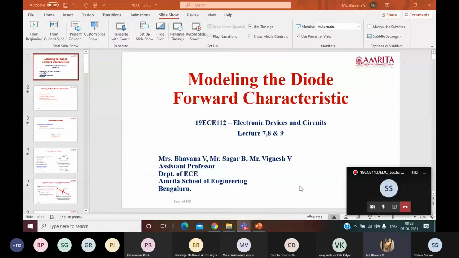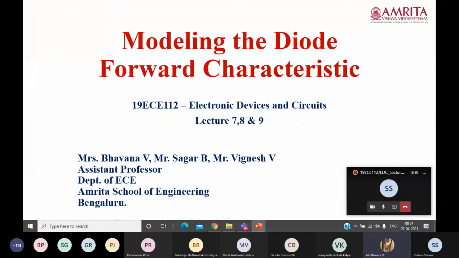Last class we started with diode models, modeling the diode in the forward characteristics. Today I asked you to study terminal characteristics and come. Am I right? Have you studied? Yes. So Ananya is there? Ananya, give me the diode current equation.